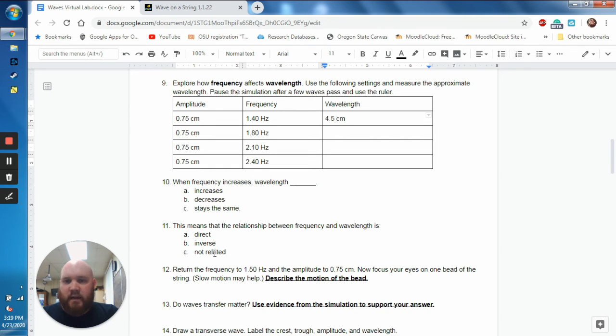Now, I didn't cover this last time, because we've covered this before in this class, what direct and inverse means. We've done it a lot. Just to refresh, direct means that as one increases, the other increases. Inverse means as one increases, the other decreases. So they're opposite of each other, okay? And not related would mean as one changes, the other one doesn't. It stays the same. Okay.